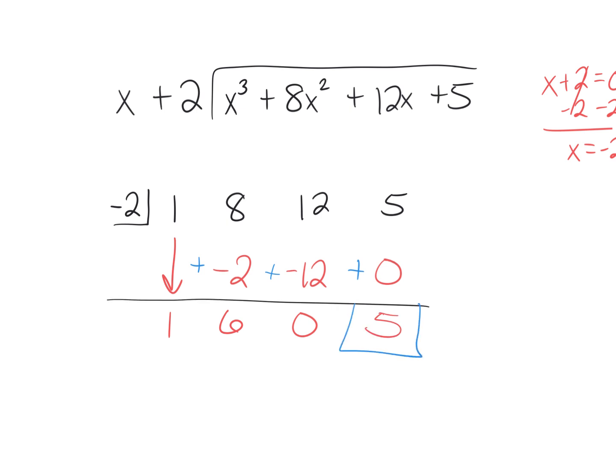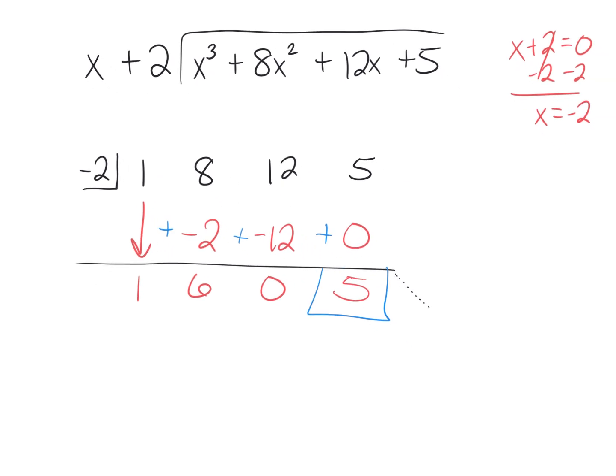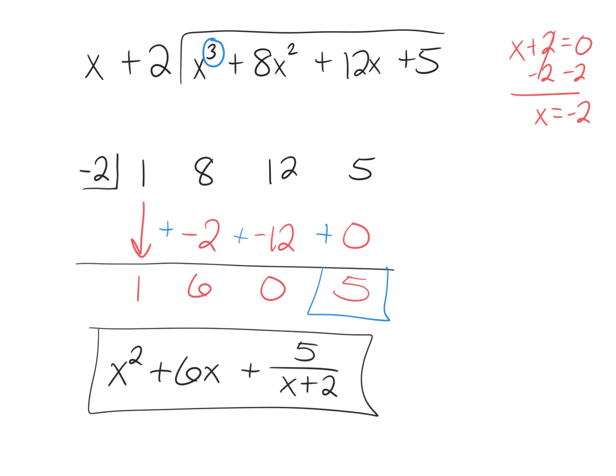Am I done? No, we need to write our answer. First, we have to figure out what our degree is going to be. What was it at the beginning? 3. So what do I need at the end? 1 less, so it would be 2. So I have x squared. What's next? Plus 6x. What do I do with this 0? I just leave it out. How do I write this 5? Plus 5 over x plus 2. Why does that have to go over x plus 2? It's the remainder. So whatever we have left over is always over what we divided by.